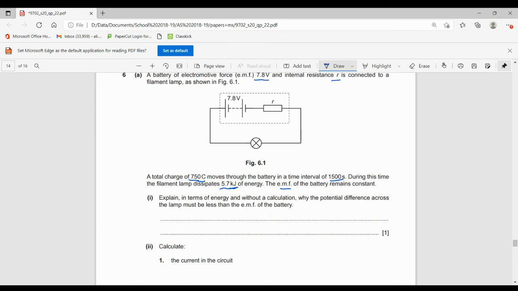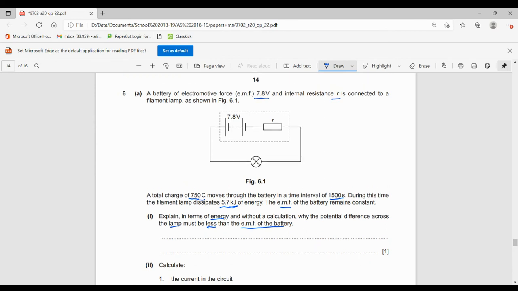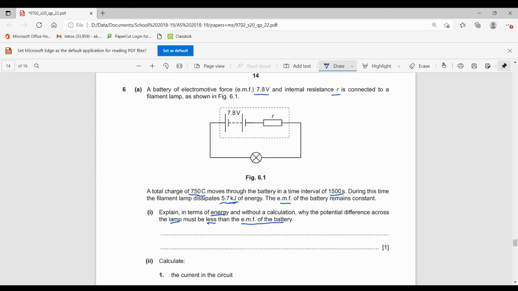First part, explain in terms of energy and without a calculation why the potential difference across the lamp must be less than the EMF of the battery. Now, let's have a look. This is a reasoning question which requires some explanation. Let's have a look at the circuit.